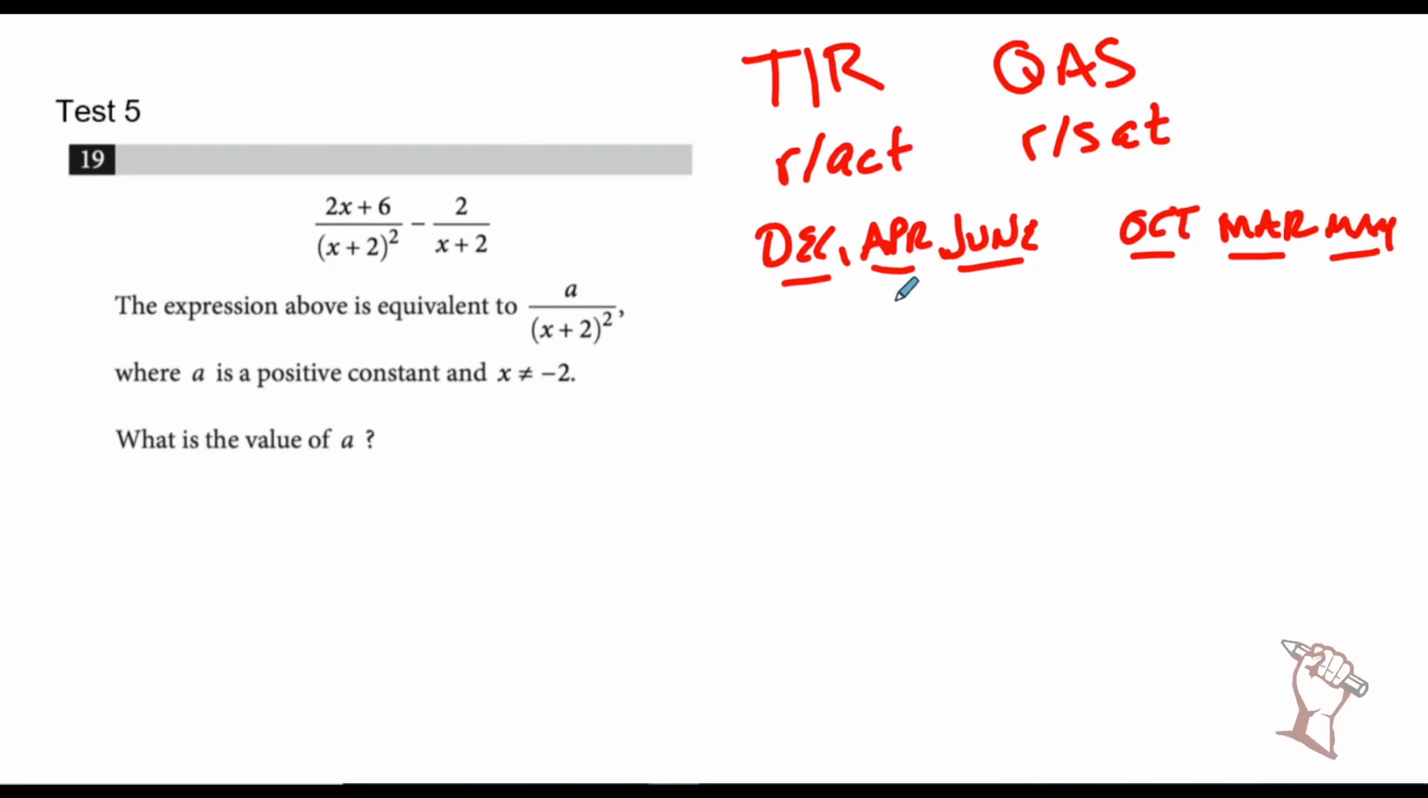All right, what do we have here? We have (2x + 6) divided by the quantity (x + 2) squared, minus 2 over (x + 2). Which of the expression above is equivalent to a over (x + 2) quantity squared, where a is a positive constant and x does not equal -2. What's the value of a?